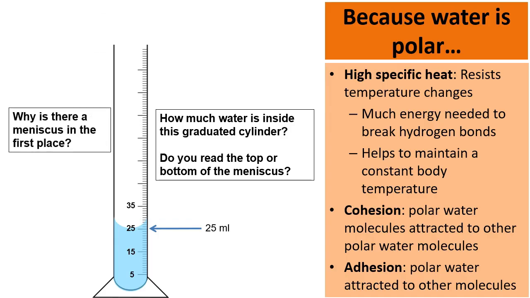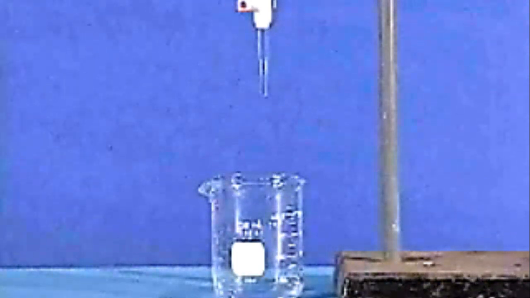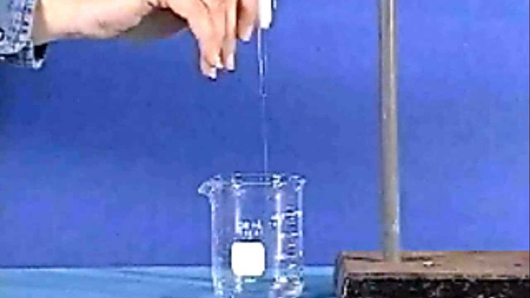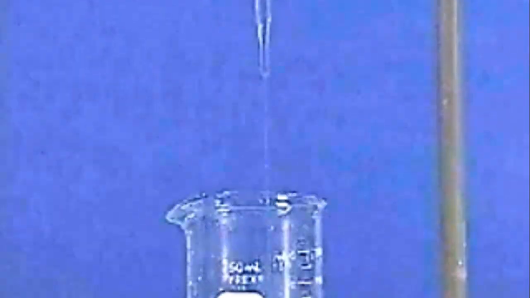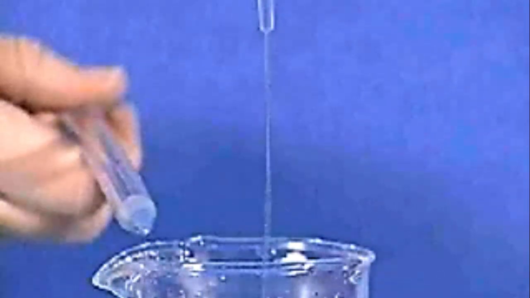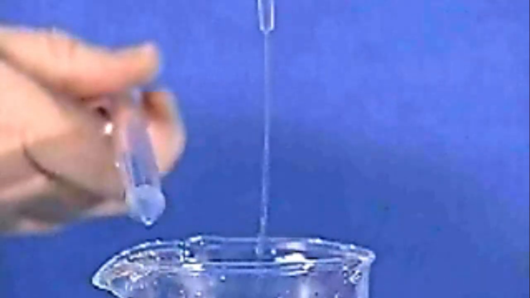But the point is, why is there a meniscus in the first place? Well, that's because water is polar and it's attracted to the inside of the graduated cylinder. Again, this is just another good example of how water has adhesion. Molecules such as water, which have separated positive and negative charge centers, are said to be polar molecules. These polar molecules demonstrate attraction towards electric charges, as can be seen here when a positively charged glass rod is moved close to the stream of water.